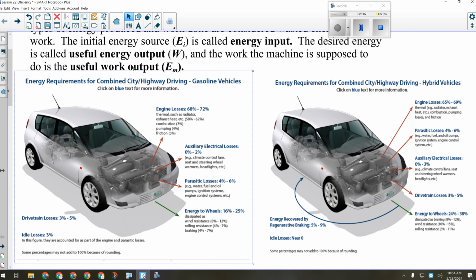Well, it's a heck of a lot better than it used to be. Okay, 16 would have been the top end of that number 20 years ago. Cars were even less efficient then. We're actually pretty fortunate in that internal combustion engines have become a lot more efficient in the last 10, 15 years than they were before that. You also have other drivetrain losses, 3 to 5%. That's just if you've got the axles and the transmission and things like that turning the wheels, there's friction there. And then idle losses.